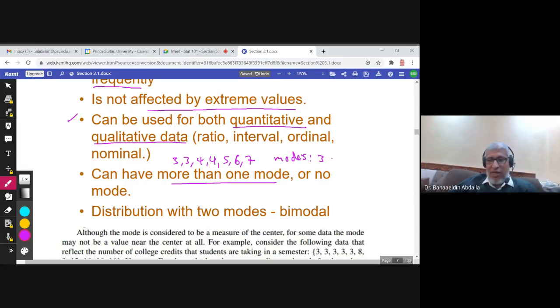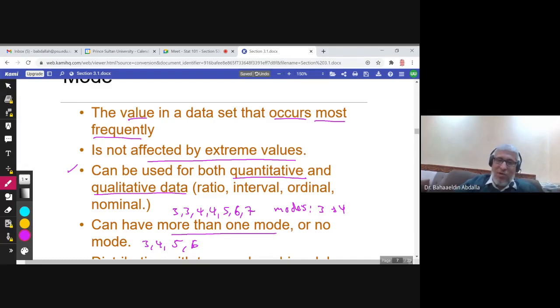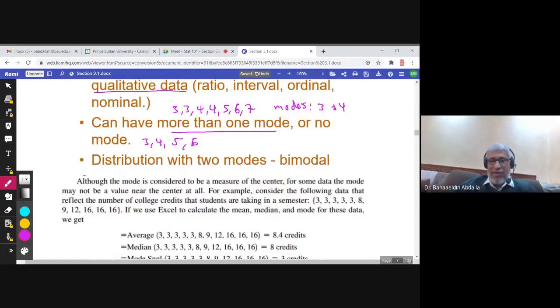So the modes are 3 and 4, because 3 and 4 occurred 2 times, more than all the other data. Or there may be no mode. If you have, for example, 3, 4, 5, 6, there is no mode here because all the data repeated once or twice. If all the data repeated twice, then also there is no mode. The mode should happen most frequently, more frequently than all the other data. If you have two modes, we call the data or the distribution bimodal.